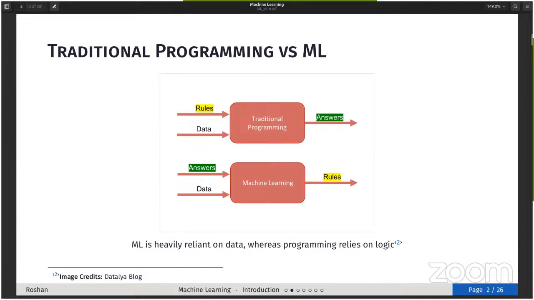This is one type of learning paradigm, and it is heavily reliant on data. Whatever amount of data we have, that much good will be the performance. Whereas programming relies on logic. In programming, whatever you write, that's what it uses on the data and gives you answers. But machine learning learns on its own from data. This is the difference between traditional programming and machine learning.